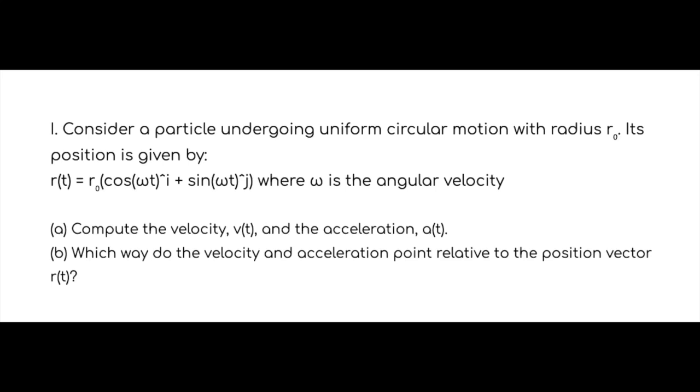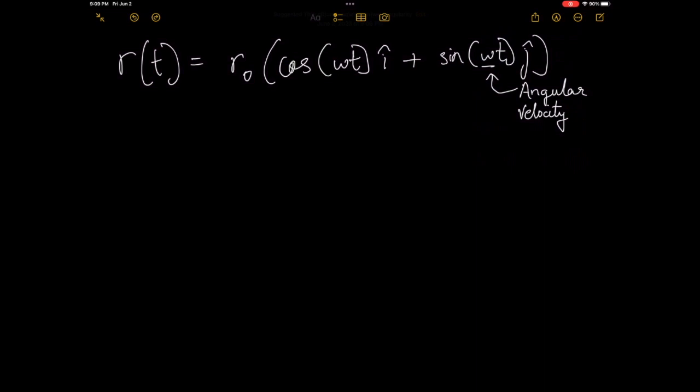Consider a particle undergoing uniform circular motion with radius r0. Its position is given by r equals r0 times cosine omega t i hat plus sine omega t j hat, where omega is the angular velocity. Compute the velocity and the acceleration, and which way do the velocity and acceleration point relative to the position vector r(t)? So, we have r of t equals r0, which is the radius of the circle, times cosine omega t in the i hat direction plus sine omega t in the j hat direction.